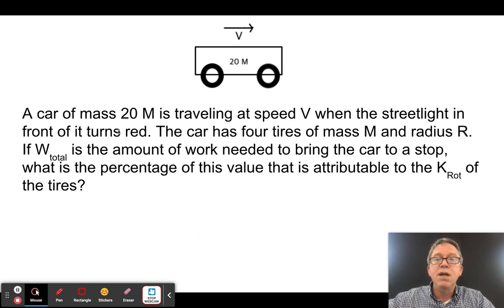So I have a car with a mass of 20m traveling at speed v. The light turns red in front of it. It's got to slow down and stop, so I have to do negative work. I have to get rid of all my kinetic energy in order to come to a stop. Now I'm not just considering the kinetic energy of the car, but also the rotational kinetic energy of the wheels. What I want to know is what percentage of the total work done is attributable to the rotational kinetic energy of the tires. Really, we're just asking what percentage of the overall energy of this moving object is in its tires.